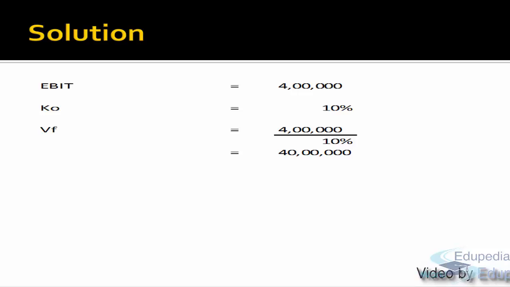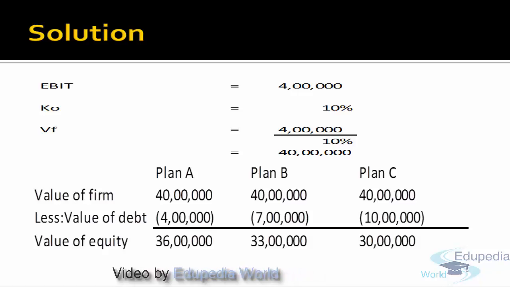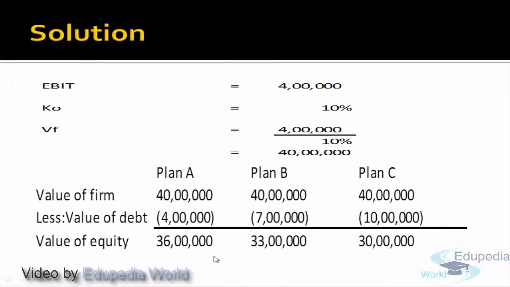So first of all, we will compute the value of the firm. Value of the firm is equal to EBIT upon KO, right? So EBIT is given as 4 lakh rupees, KO is 10%, so the value of the firm is 40 lakh. In plan A, which is 20%, the value of the equity will be the value of the firm less the value of the debt, right? So in plan A, it will be 36 lakh. Likewise, we computed for plan B and plan C, where the value of equity is 33 lakh and 30 lakh. Using this value of equity, we can compute the cost of equity, the next part of the question.